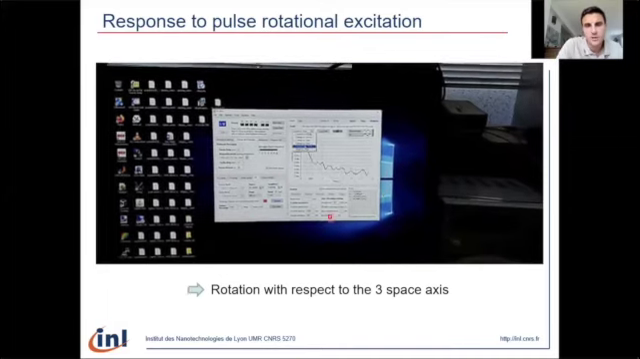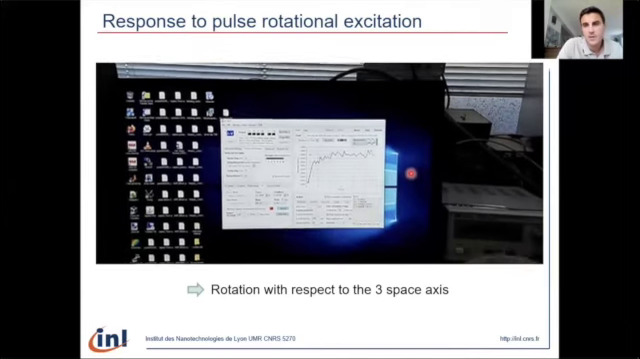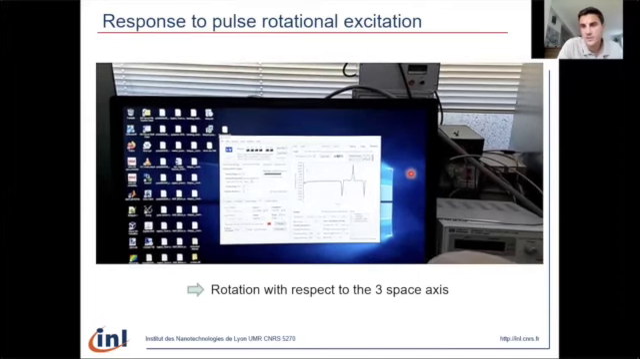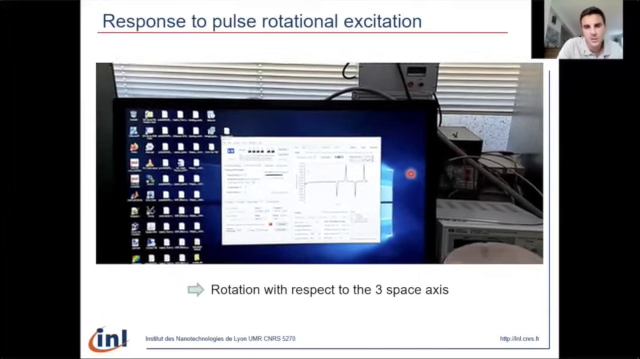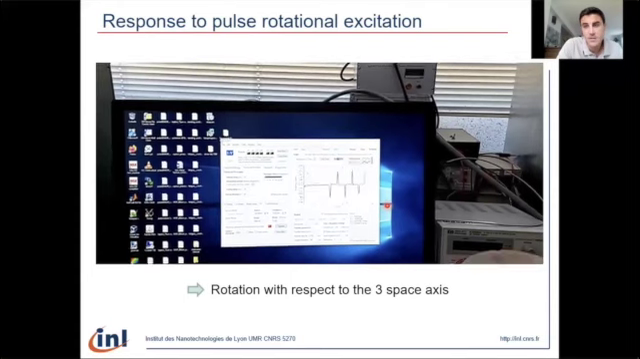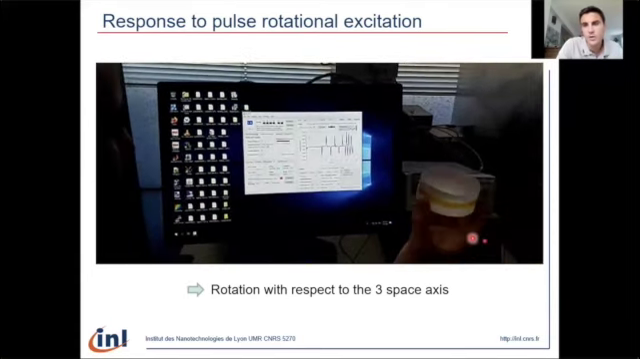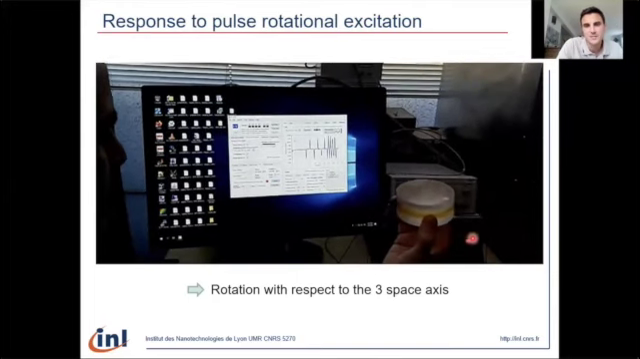Here on the screen, you can visualize in real time the electrical resistance of the cantilever recorded with a source measurement unit. You can see here on the graph several spikes, negative and positive resistance spikes, that are due to the rotation of the mockup around the vertical z-axis.